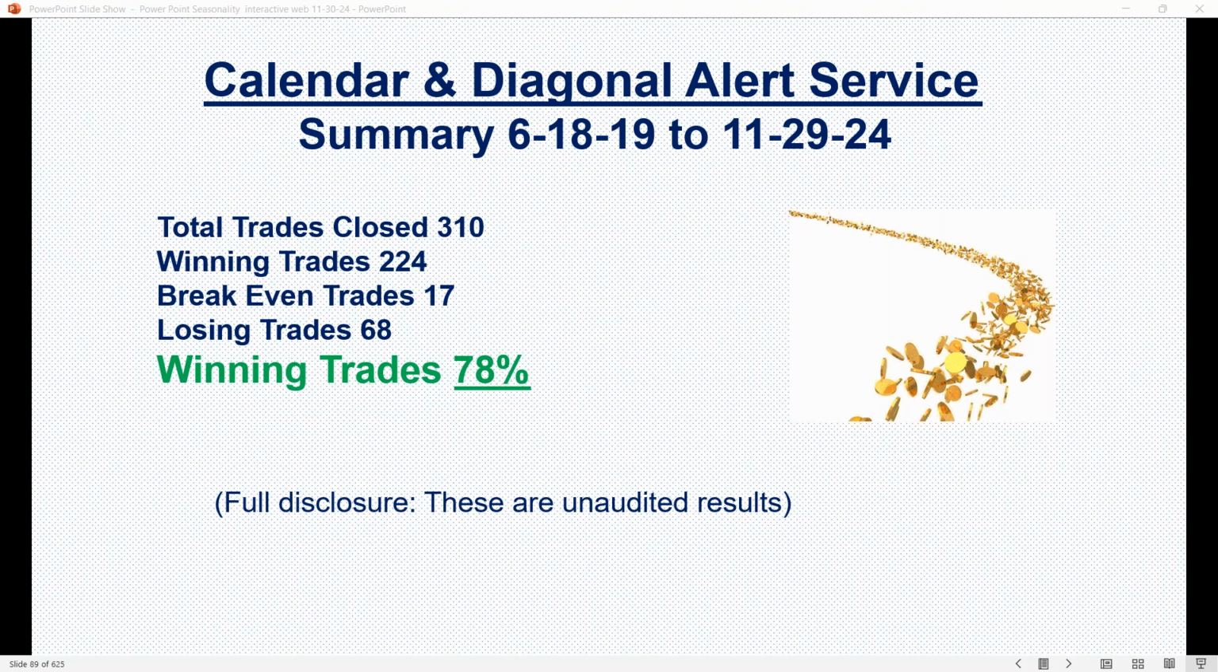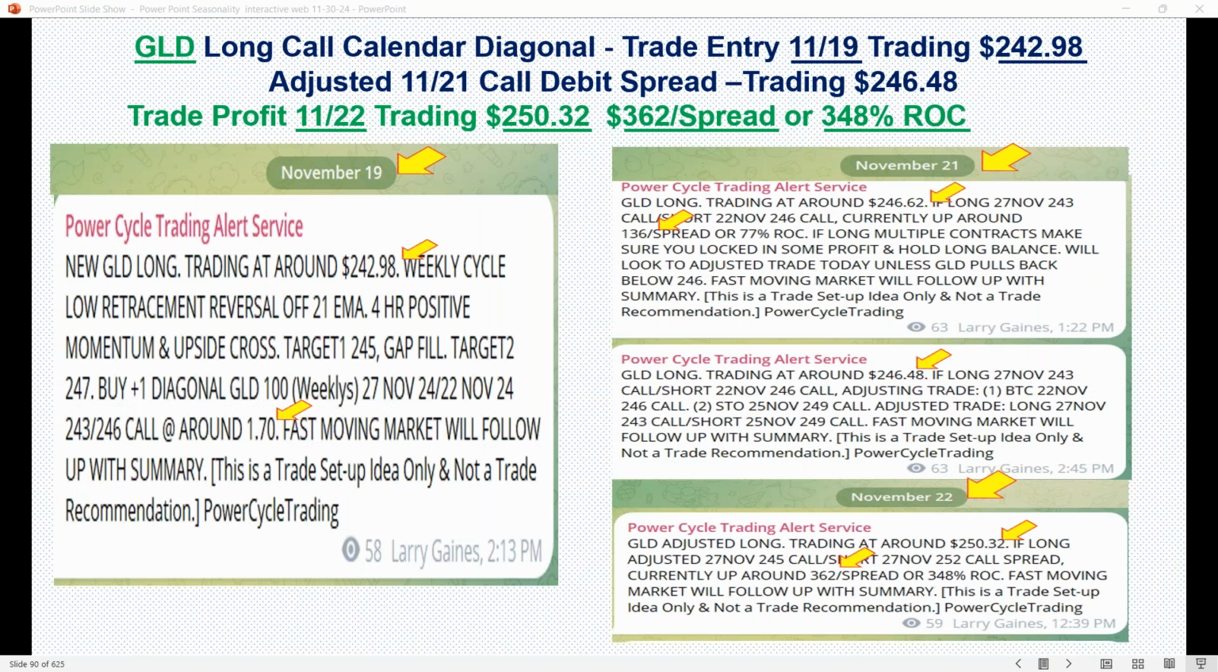And here's one that we just did recently. This was a great one. We did this on GLD, the gold. And we've got one setting up close; we're close to doing another one. Here's one that we set up on the 19th of November. It's trading at 242.98. Then we made an adjustment on the 21st and did a call debit spread. It was trading at 246.48. And then we were out on the 22nd. It traded at 250. So 242 in, 250 out. This was up $362 per spread, 348% return.